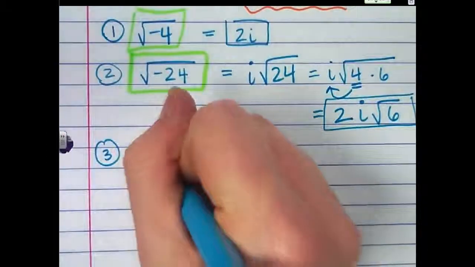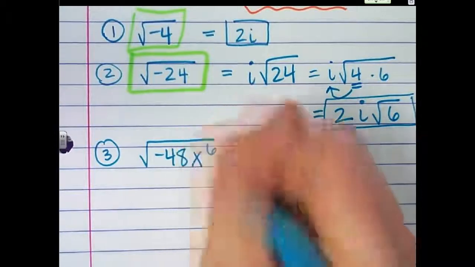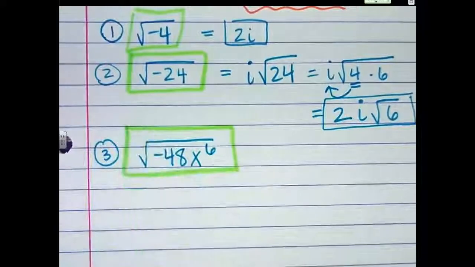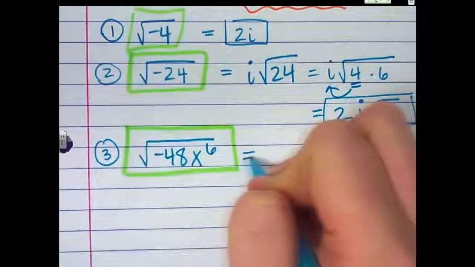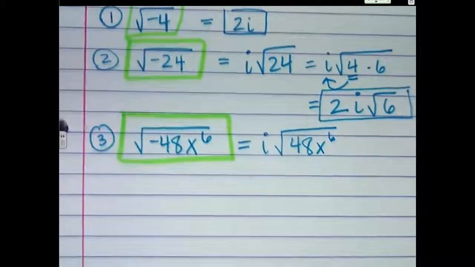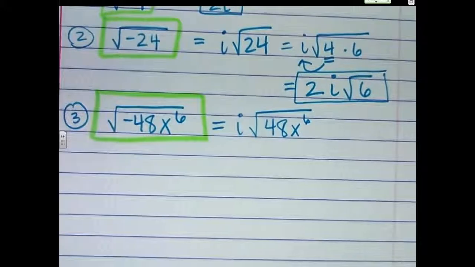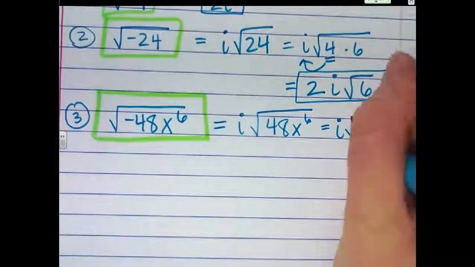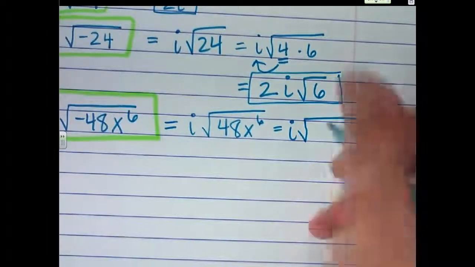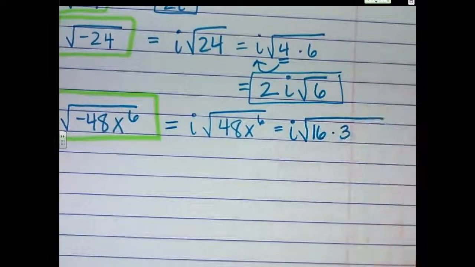Okay, number 3, square root of negative 48x to the 6th. So I just always rewrite it with the i out front. That way then it's basically normal what you've been doing. So i square root 48x to the 6th. What perfect square is inside 48? Let's do perfect squares though. 16 times 3, good. And x to the 6th.